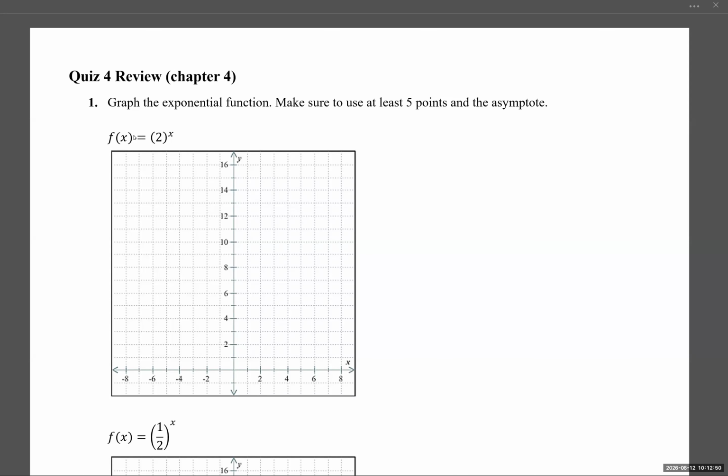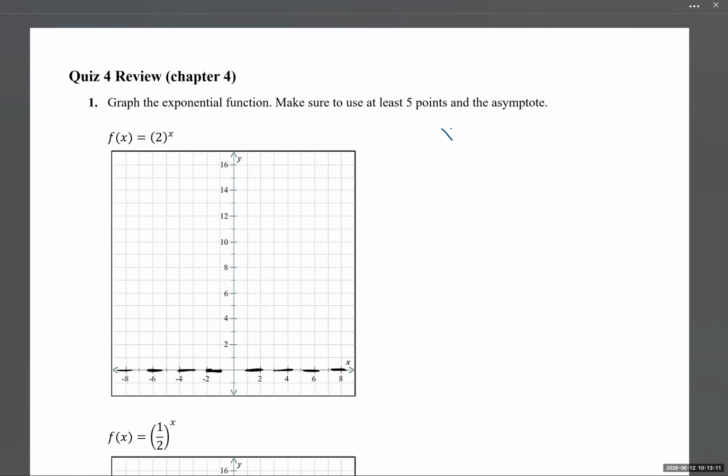Since my function was not moved up or down, my asymptote is going to be in its normal spot, which is the x-axis. So y equals 0 would be the equation of that asymptote. Now that the asymptote is done, we can go ahead and draw the actual function.